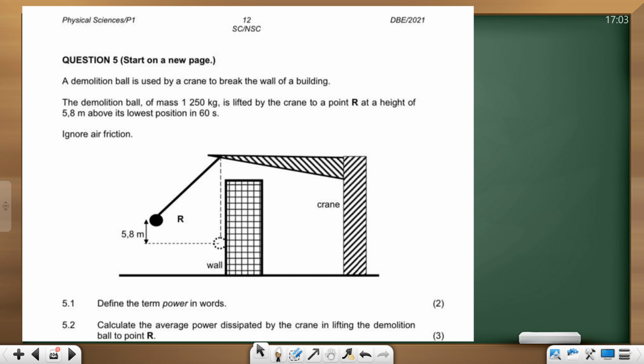Now, a demolition ball is used by a crane to break the wall of a building. The demolition ball of mass 1250 kg is lifted by the crane to a point R at the height of 5.8 meters above its lowest position. All right. In 60 seconds, define power: rate at which work is done. Everyone, 2 marks. Rate at which work is done.